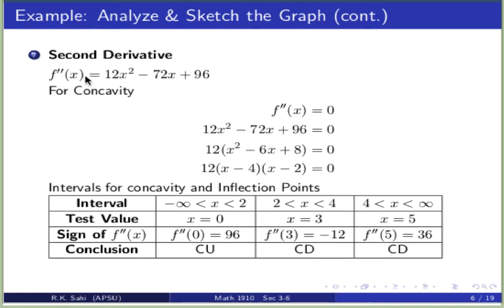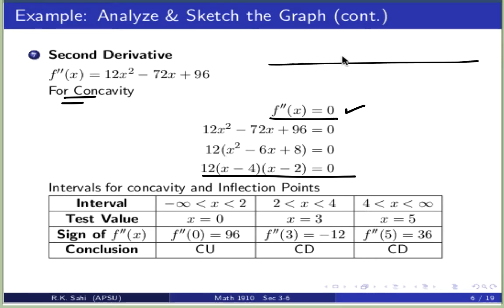First we take the second derivative, which is 12x squared minus 72x plus 96, and I need my intervals. We're going to set the second derivative to be 0, and it can be written as 12 times (x minus 4) times (x minus 2) equals 0, easy to factor here. And so the test intervals are split at 2 and 4. So we need some test values, so pick a 0, a 3, and a 5.